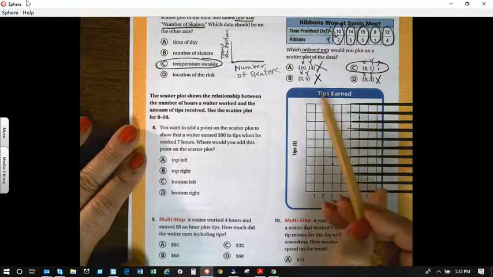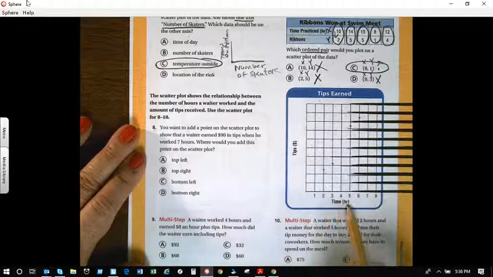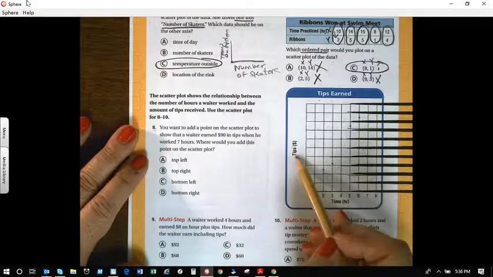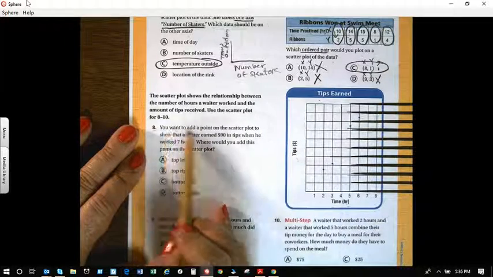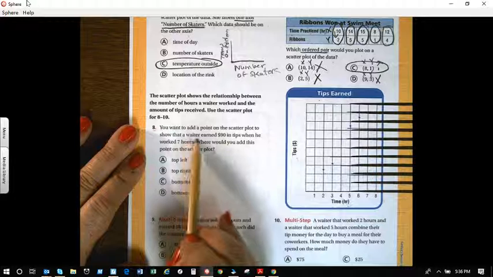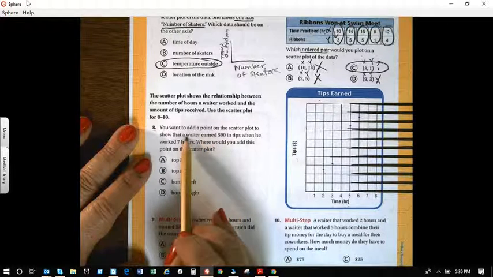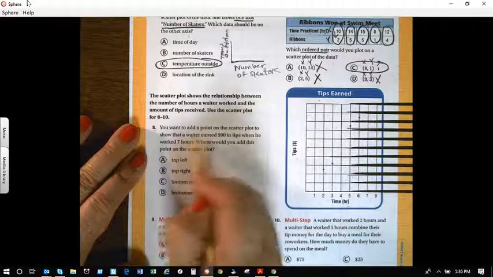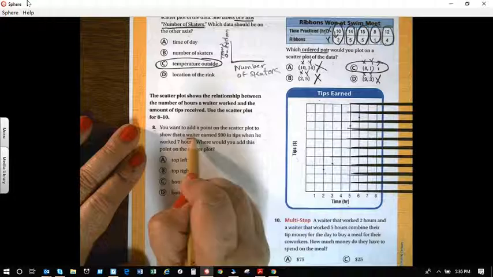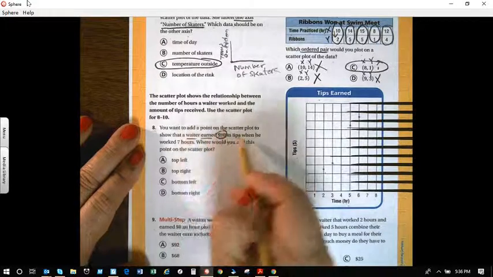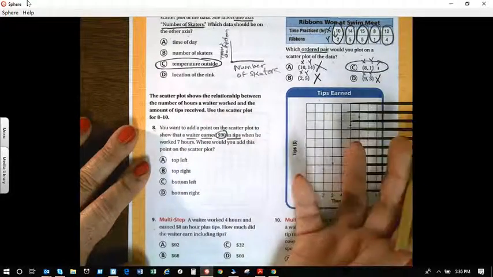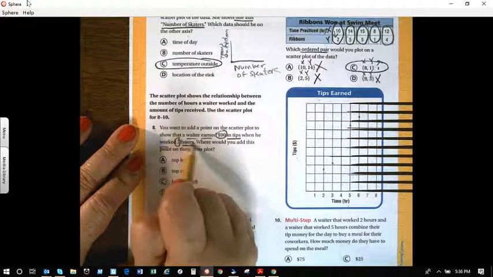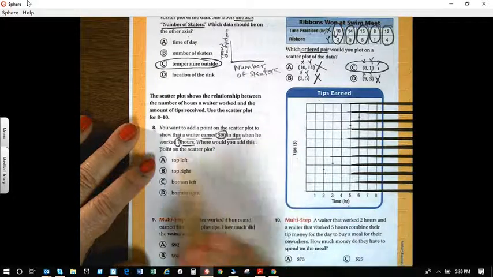This is tips earned. So the number of hours they worked tells you how much money they made in tips. So let's look at number 8. You want to add a point on the scatter plot to show the waiter earned $90 in tips when he worked 7 hours. Circle the number, underline the units, tips. When he worked, circle the 7 hours, underline the unit of measure. Where would you add this point on the scatter plot?